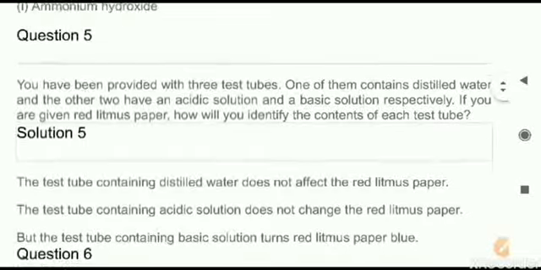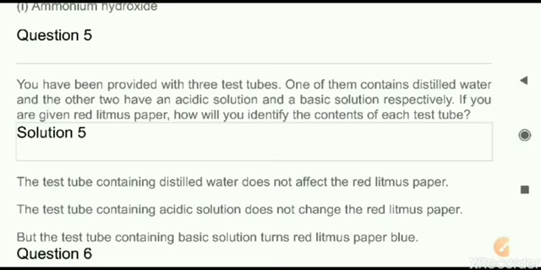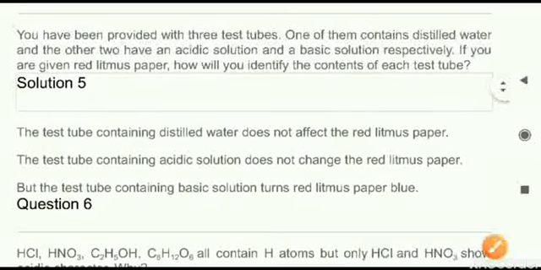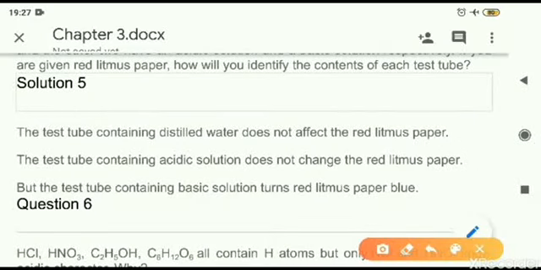Next, question number 5. You have been provided with 3 test tubes. One contains distilled water, another one contains acid, third contains base. One is having water, second is having acid, third is having base, and you have to identify them using a red litmus paper. So which one will show any reaction with red litmus paper? That will be a basic solution. The basic solution turns the red litmus paper into blue.